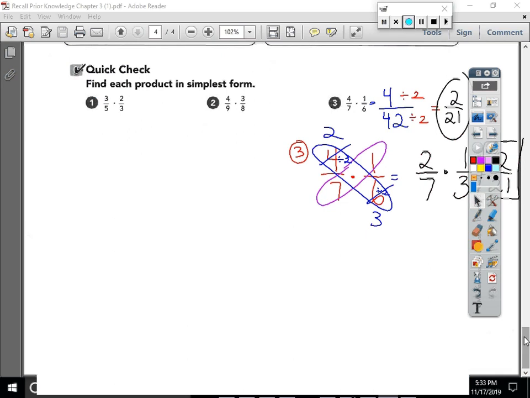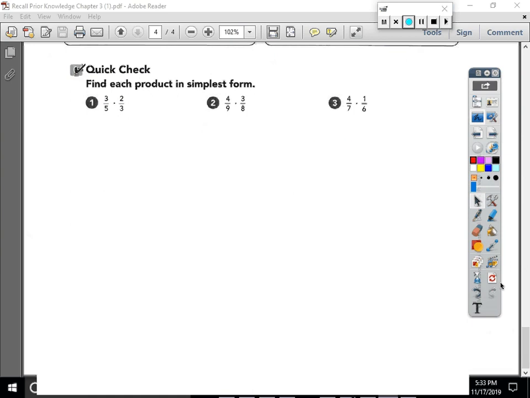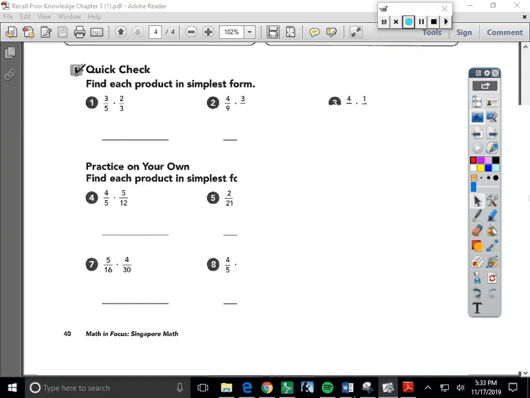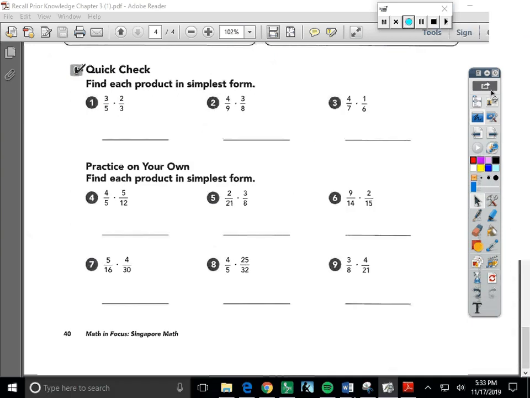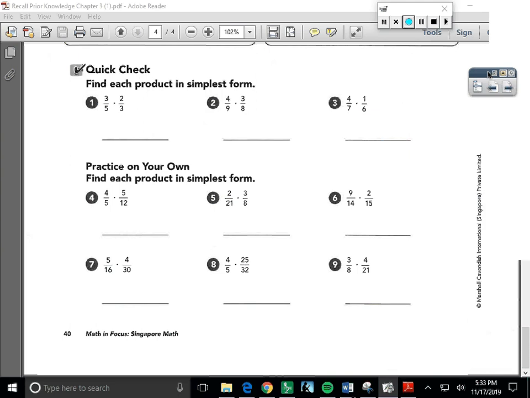I hope you had a chance to review a skill that maybe you haven't used in a while in math. These skills are all going to be useful for us in Chapter 3 as we talk about multiplying and dividing fractions and decimals.